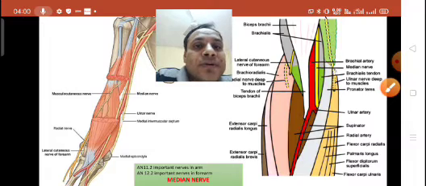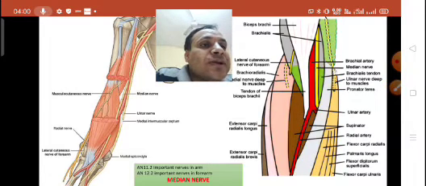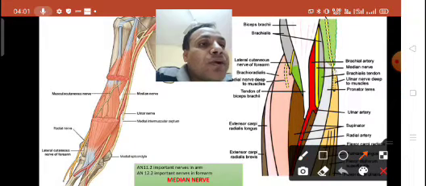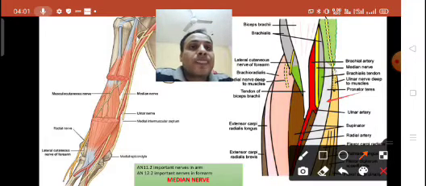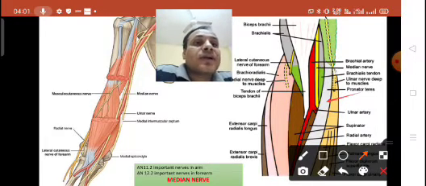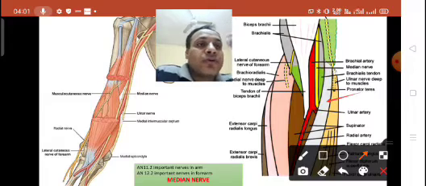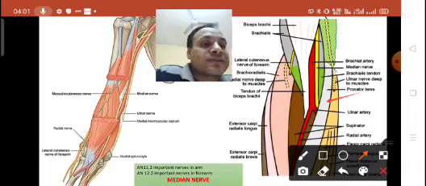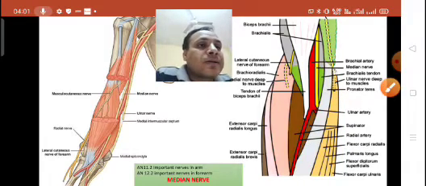Then the median nerve leaves the cubital fossa by passing between the two heads of pronator teres muscle. This one is the pronator teres muscle. This median nerve in the axilla and front of the arm gives no branches. And next slide.